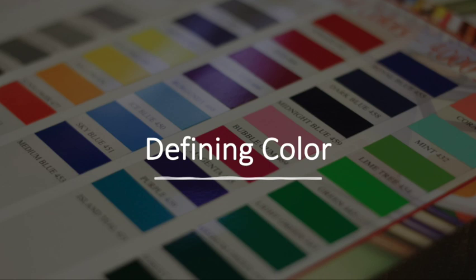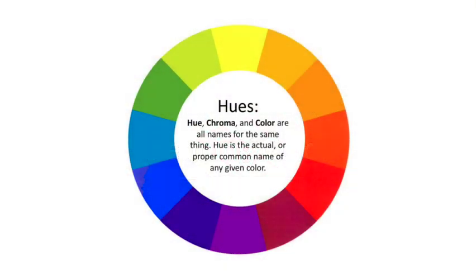There are three components that artists consider when working with color. They are hue, value, and saturation. Each can be controlled and will have a significant impact on how they may be viewed. Hue, chroma, and color are all names for the same thing. Hue is the actual or proper common name of any given color. Today, those words are interchanged frequently. The term color tends to be more universal, while hue tends to be more specific and refers to a color found in the spectrum or on the color wheel.